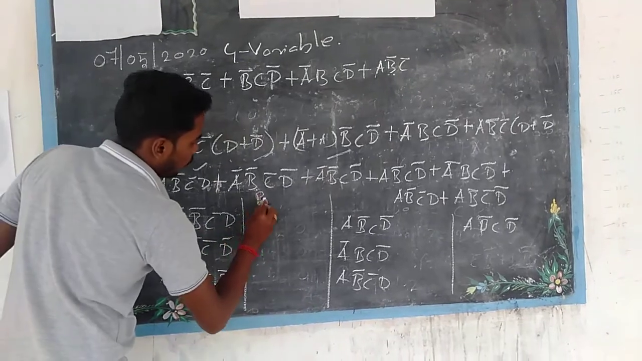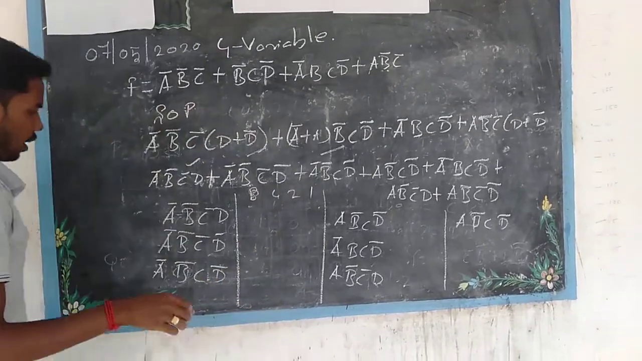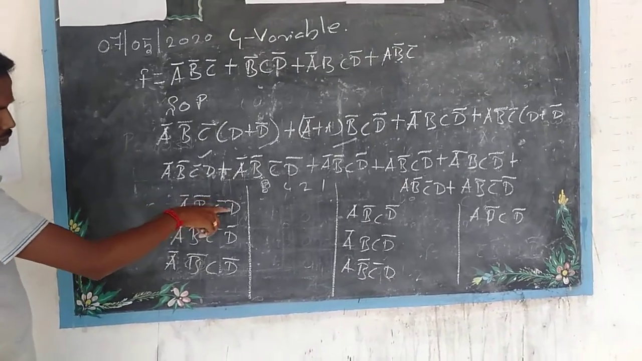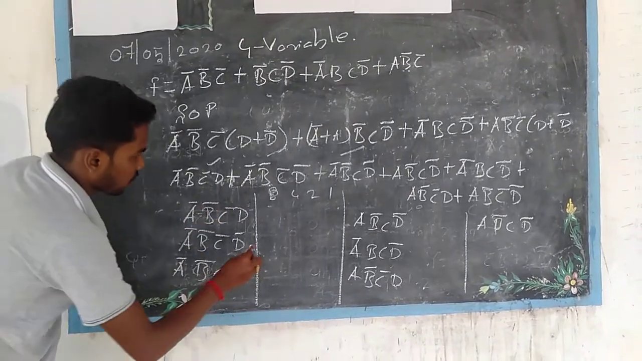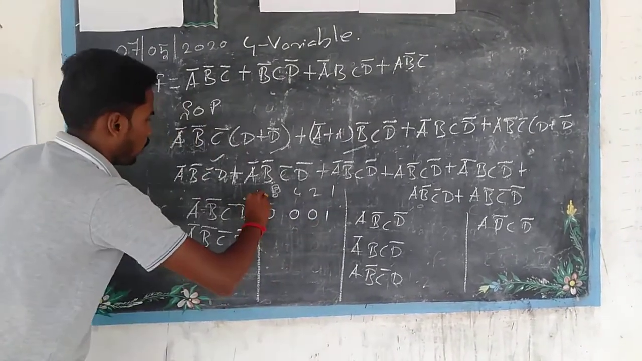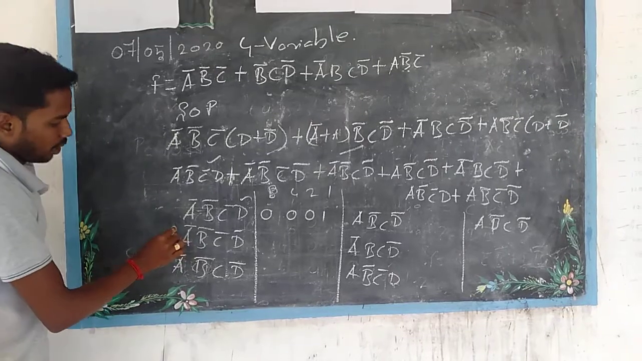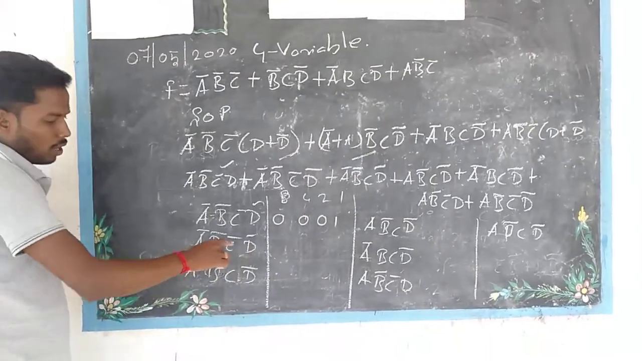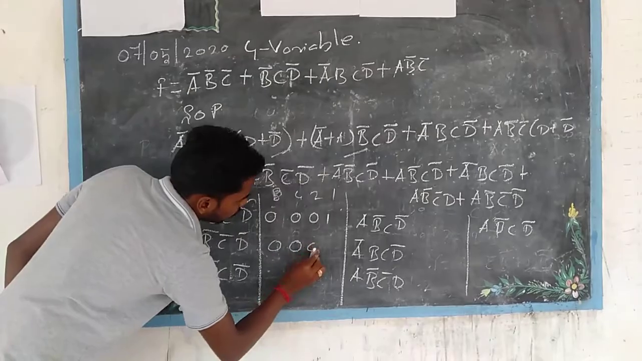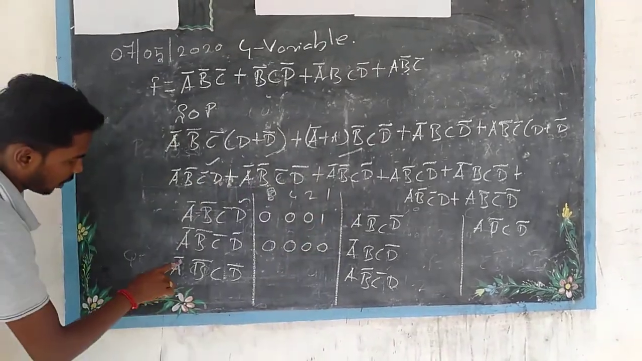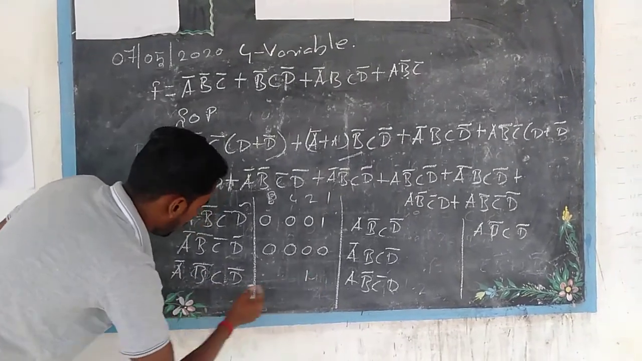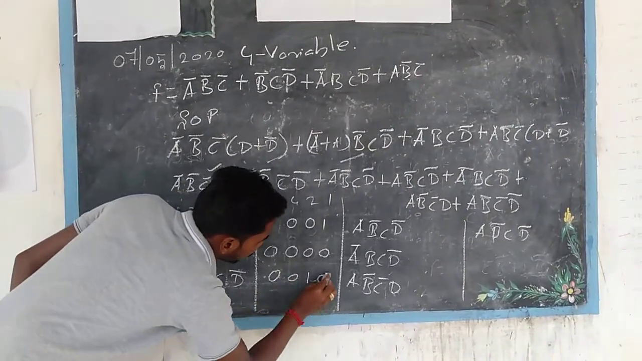Then the 8, 4, 2, 1 table is used. For the first term, the barred variables are 0 and D is not barred, so 0, 0, 0, 1. In this term all variables are barred: A bar, B bar, C bar, D bar, so 0, 0, 0, 0. The next term A bar, B bar, only C is 1, and the remaining terms will be 0.